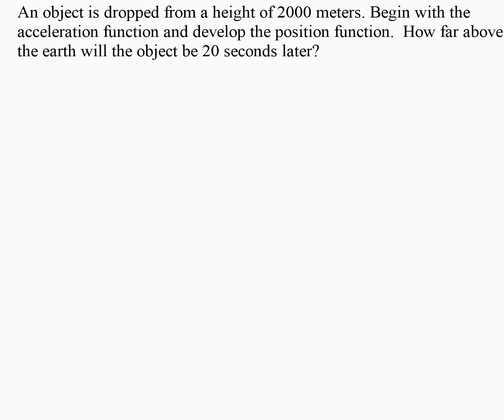A few things we need to recognize here. It says to start with the acceleration function, a of t. The acceleration near the Earth's surface is negative 9.8. Now, how do we get the position function? To get it, we first find the velocity function. The velocity function is the integral of the acceleration. So this is going to be negative 9.8 t plus c.